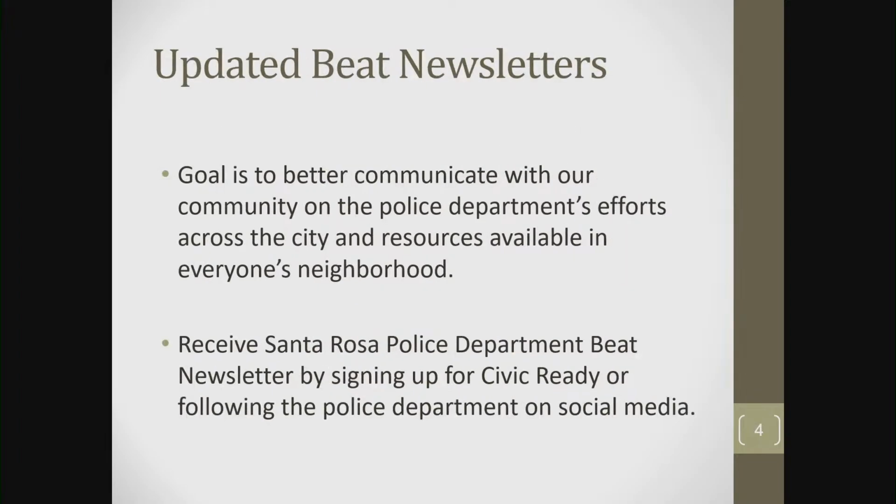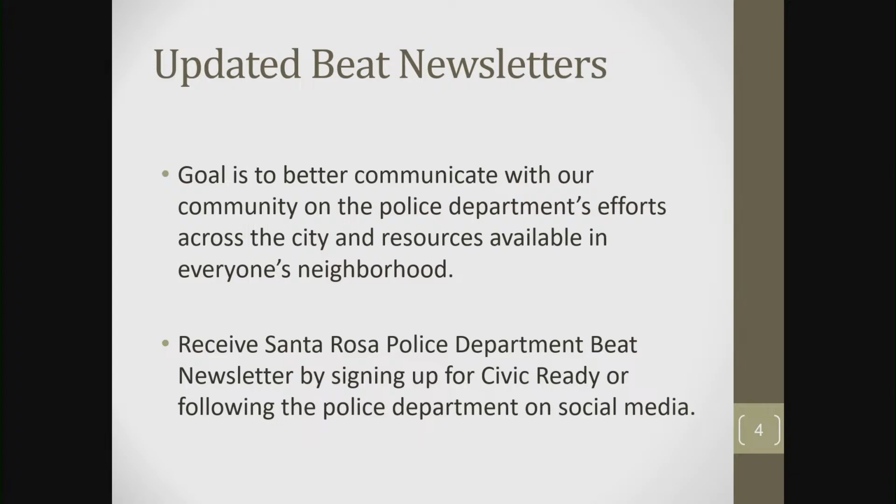The other thing we're doing with the same theme of getting the communication out is we've really seen an evolution with our beat newsletter. We're doing this every other month. Our city is divided into 9 different patrol beats, and we have a lieutenant and a sergeant managing and supervising each one of those beats, and a set of officers who work the same beat for every 6 months.